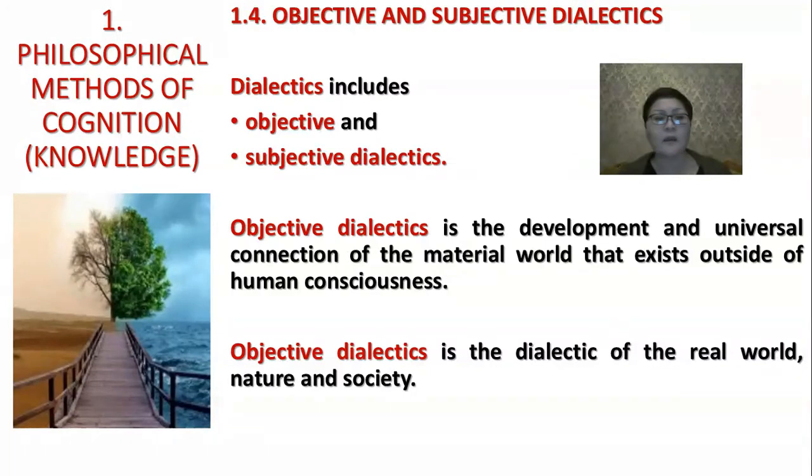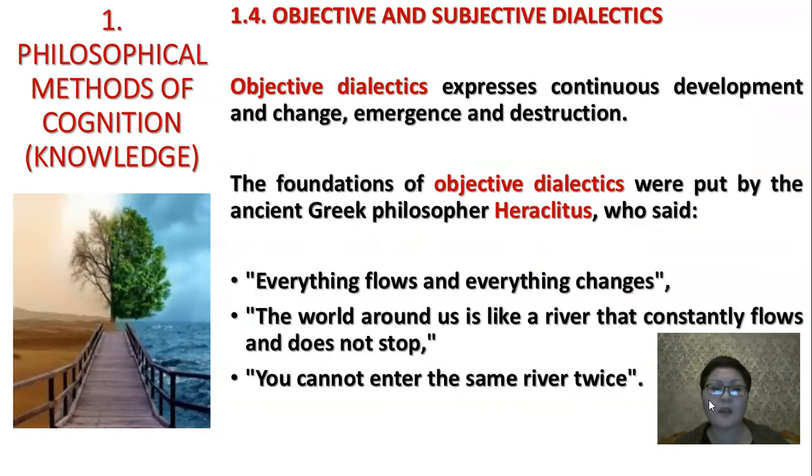So next, our topic is objective and subjective dialectics. Dialectics includes objective and subjective dialectics. Objective dialectics is the development and universal connection of the material world that exists outside of human consciousness. Objective dialectics is the dialectics of the real world, nature, and society. Objective dialectics expresses continuous development and change, emergence and destruction.